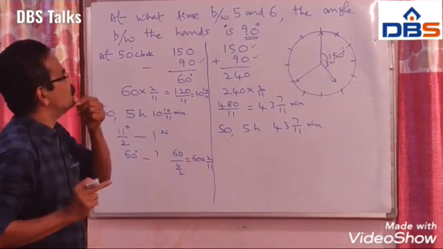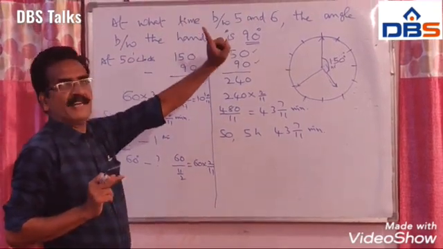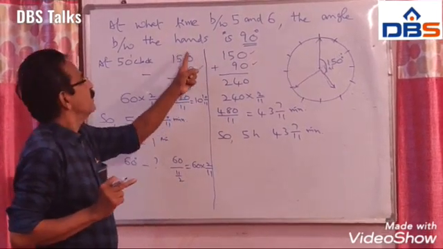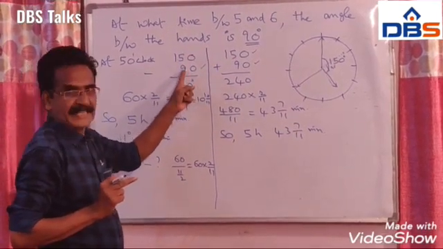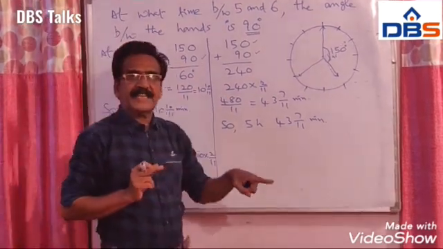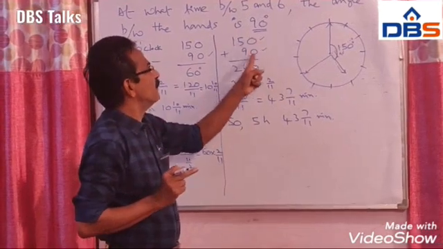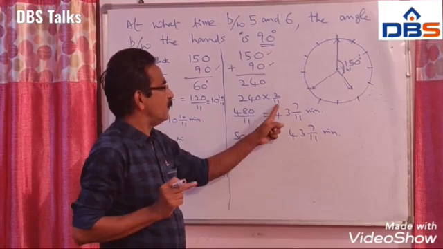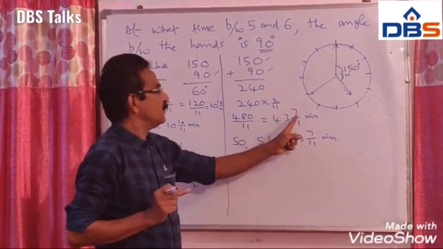So, friends, you have to do it like this. Between 5 and 6 means at 5 o'clock, the angle is 150. You have to do 150 minus 90, into 2 by 11. In the second case, you have to do 150 plus 90, 240, 240 into 2 by 11. So you get the second time.